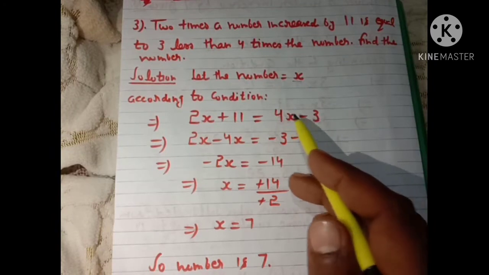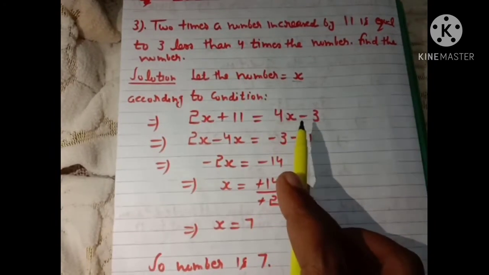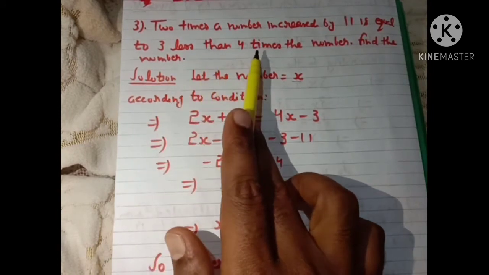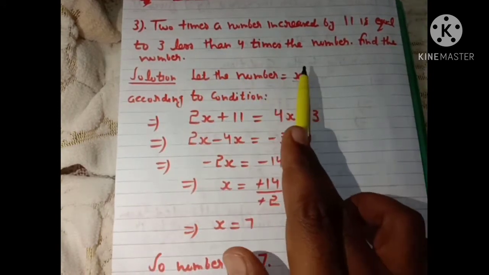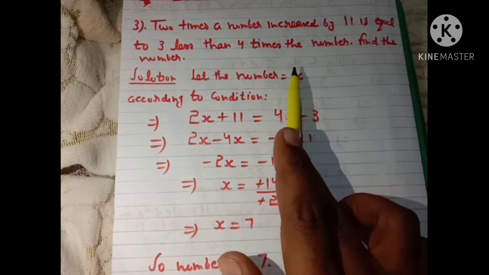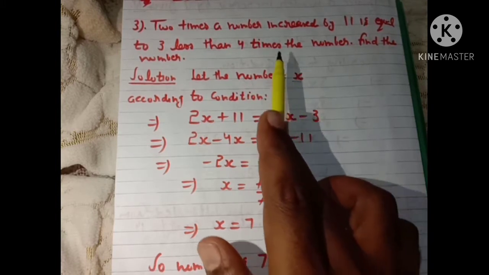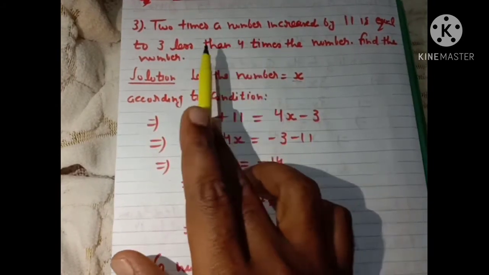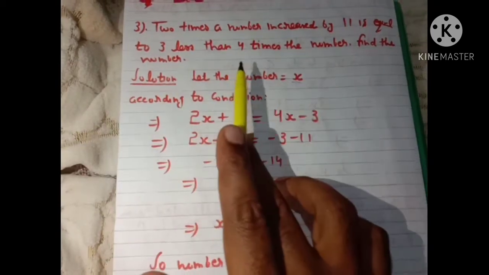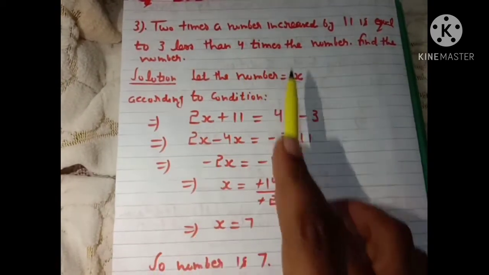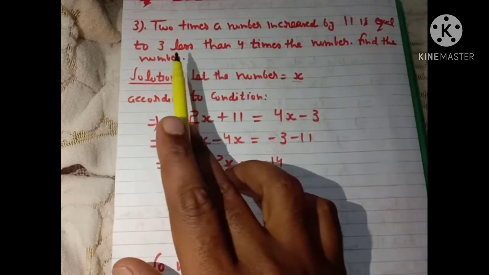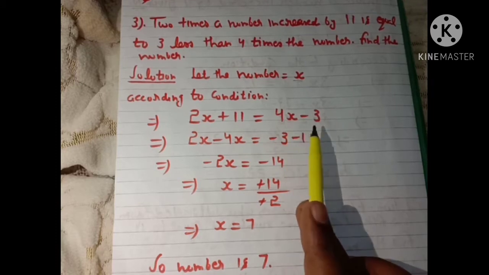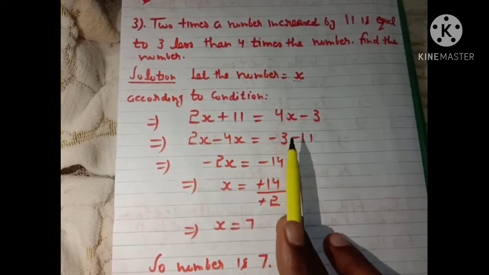On the right hand side we have to use this condition to write down the right hand side, that is 3 less than 4 times the number. 4 times the number means we have to multiply 4 with this number, and then we have to subtract 3 from it because it is 3 less than. So we have to subtract 3 from this 4x. So 4 times the number means 4x, and then less than 3 means we have to subtract 3 from here. So it will become 4x minus 3. In this way we can make this linear equation.